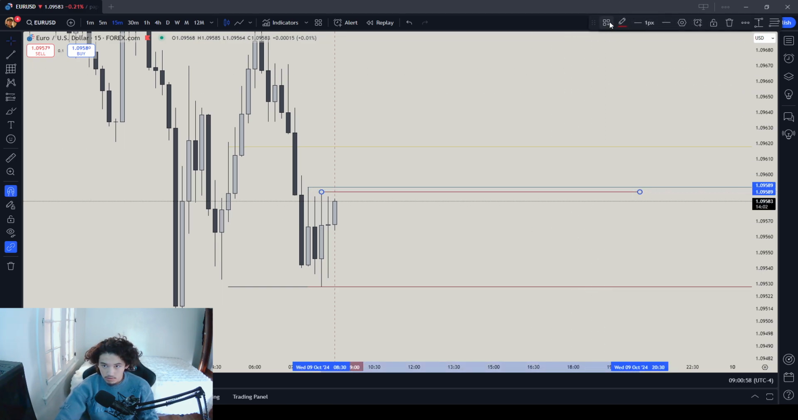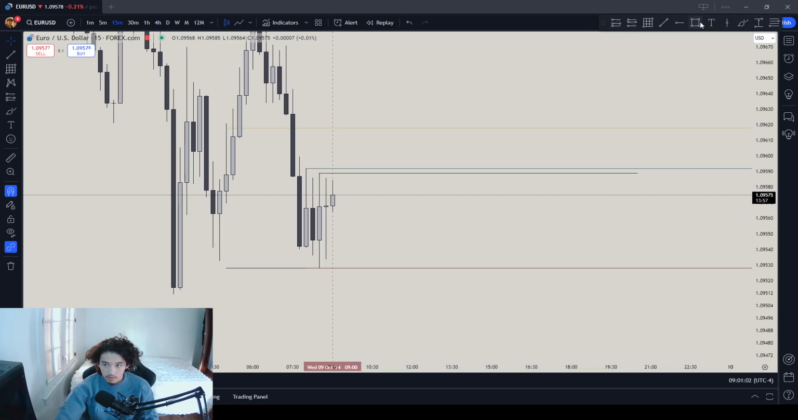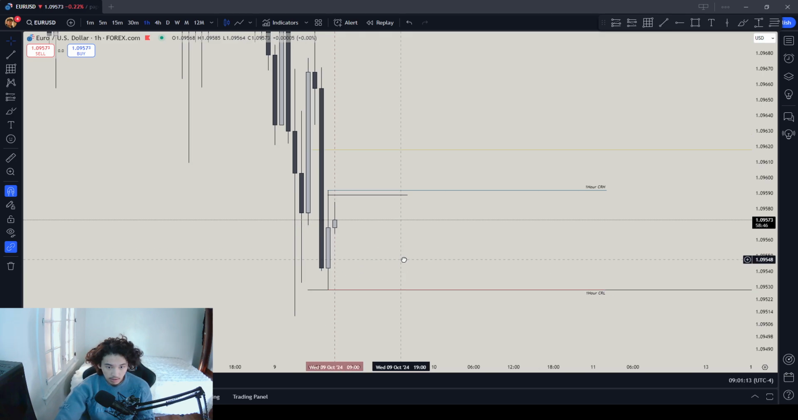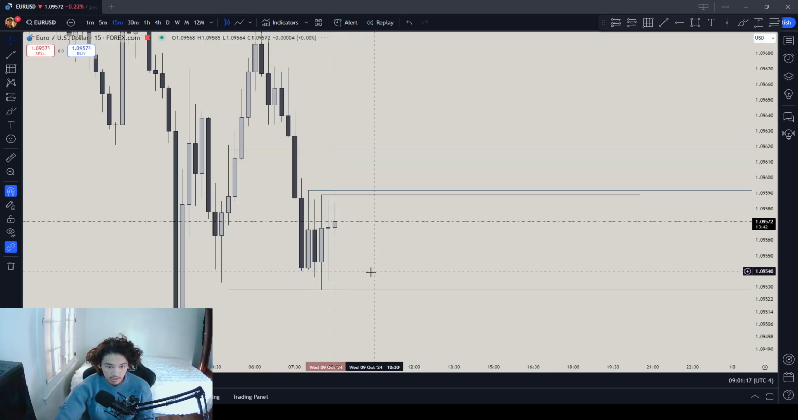from the end of this, which this right here includes the 4 hour CRT, the hourly CRT. We have our hourly CRT too, right? The edge of it. We got a 4 hour CRT, hourly CRT, and we as well have a 15 minute CRT over here, right?